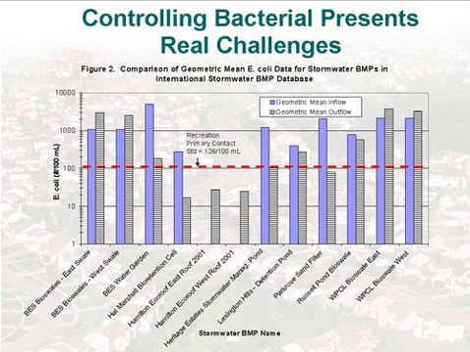Great. And as you can see from this graphic that's up there right now, and this is no big surprise to anybody who's looked into this, bacteria sometimes remains kind of a confounding problem. The red line there represents the primary contact recreation standard of 126 colony forming units per 100 milliliters. And just as a generalization, you can see a lot of these BMPs are not doing so great. So we certainly have some challenges in that area.